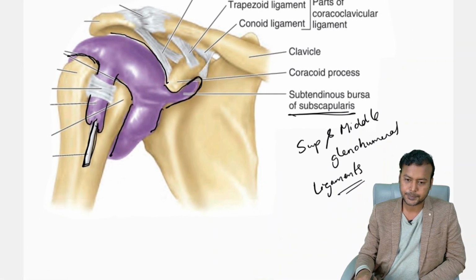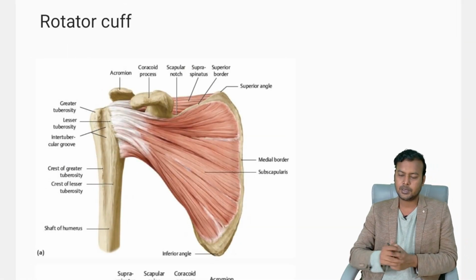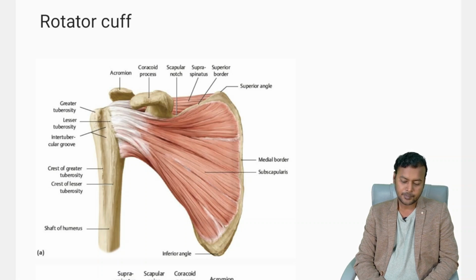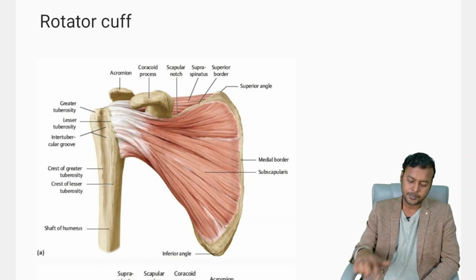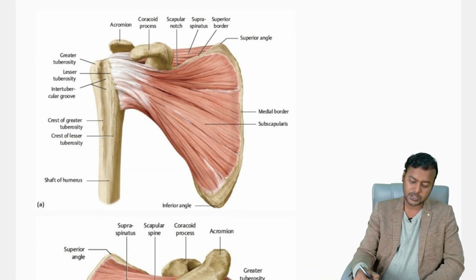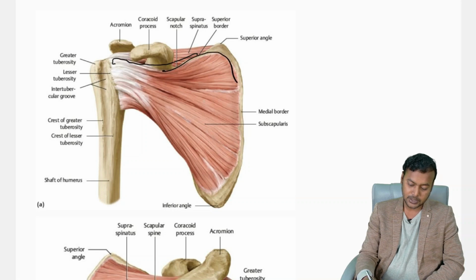We discussed the different ligaments which are stabilizing the shoulder joint. We also discussed the synovial membrane which is present within the fibrous capsule. Now, let us discuss some other structures which help in maintaining the stability of the shoulder joint. During dissection, you must have seen the muscle present on the ventral aspect of the scapula. This is known as the subscapularis.